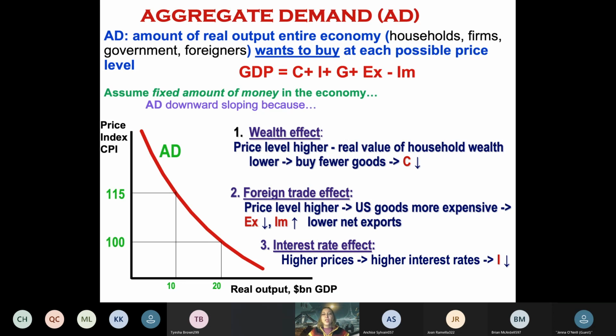And here we go. Several definitions right off the bat. So what's aggregate demand? Demand, right? It's consumption, everything that people want to buy. So it's the amount of real output that the entire economy, remember, includes households, firms, government, and foreigners, wants to buy at each possible price level. And this is a reminder that GDP, or the real output, consists of the demand by consumers in C, then firms I, the government G, and foreigners, so exports. Now we subtract everything produced not in the US as imports, and that becomes the GDP.